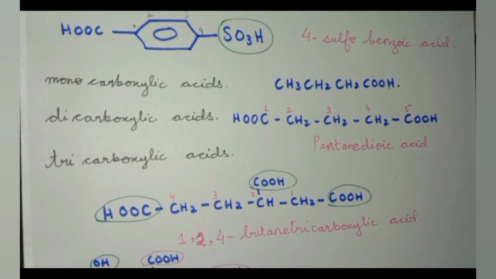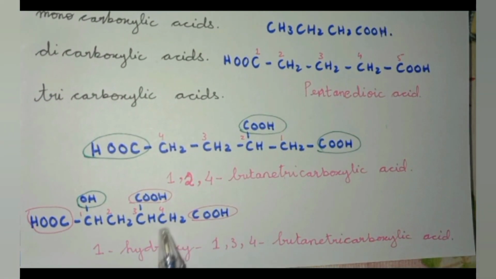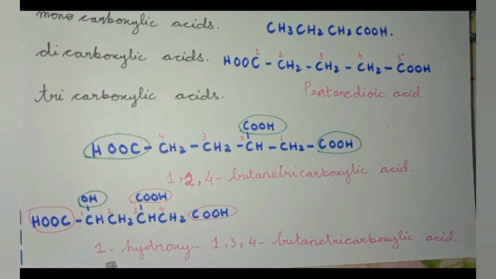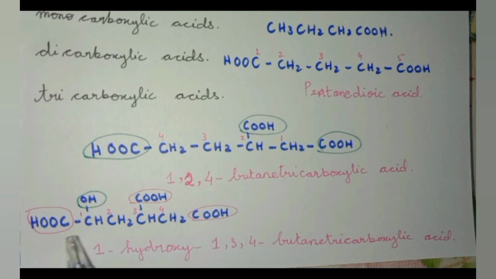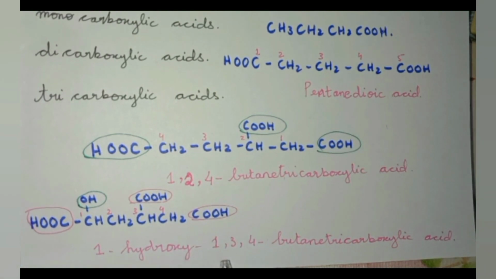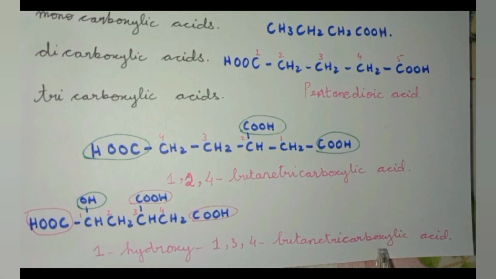Now let's talk about a case in which there is a substituent attached. This substituent is a hydroxy group. We'll start numbering from here 1, 2, 3, and 4. These carboxylic acids are not numbered. Remember this. Well, 1, 2, 3, 4. The hydroxy group is present on carbon number 1. We'll name it as 1-hydroxy. Then comes 1, 3, and 4. On positions 1, 3, and 4, they are carboxylic acids. And what is the chain? The chain is butane, so we'll name it as 1-hydroxy butane tricarboxylic acid.